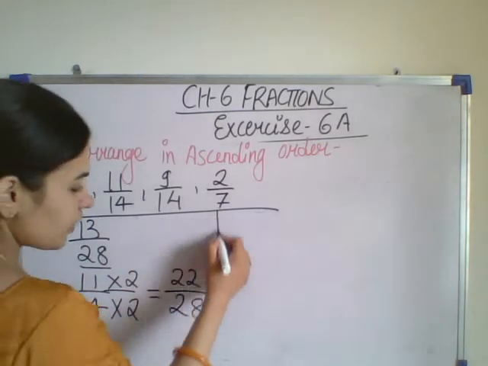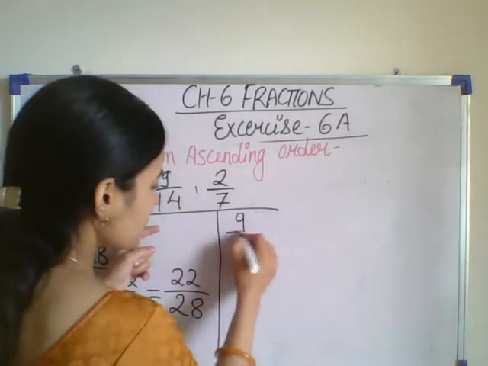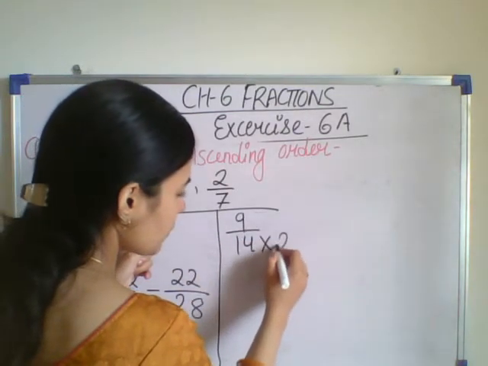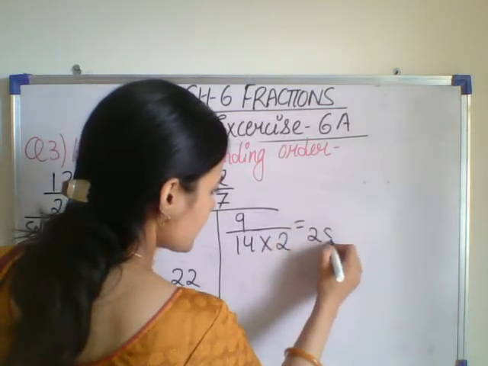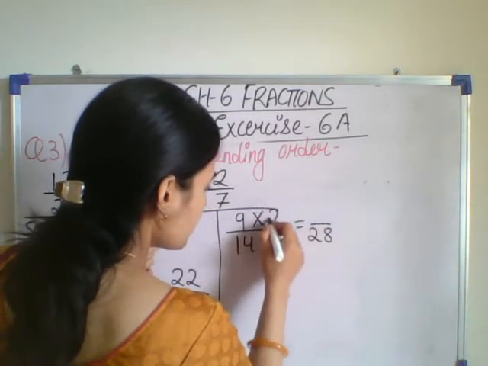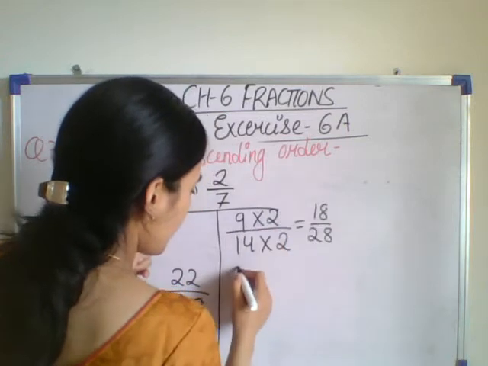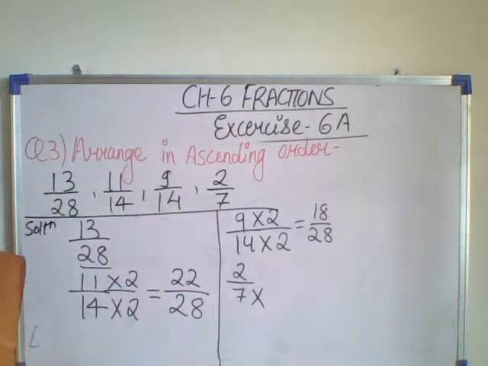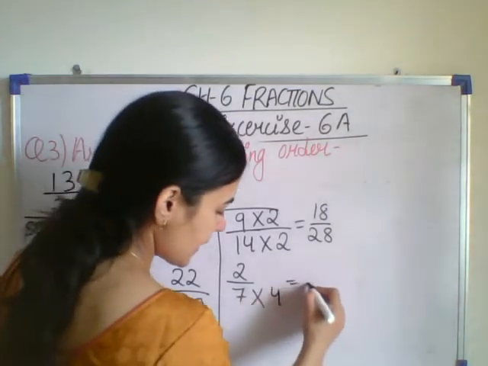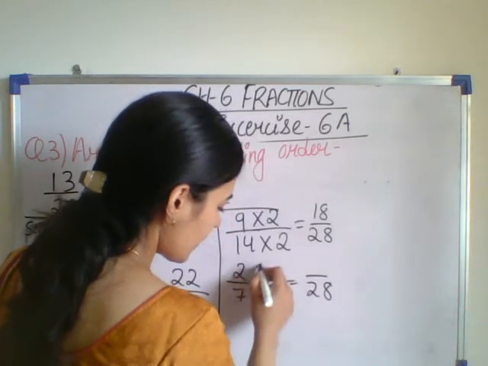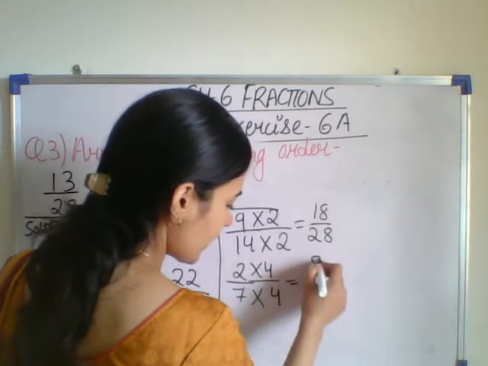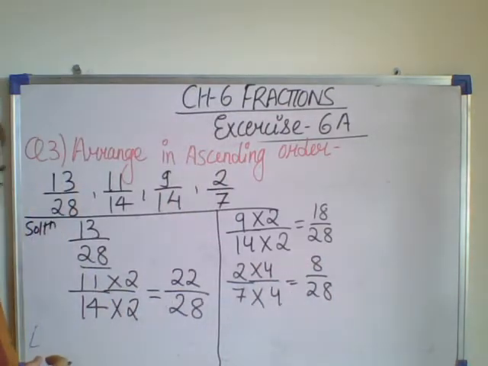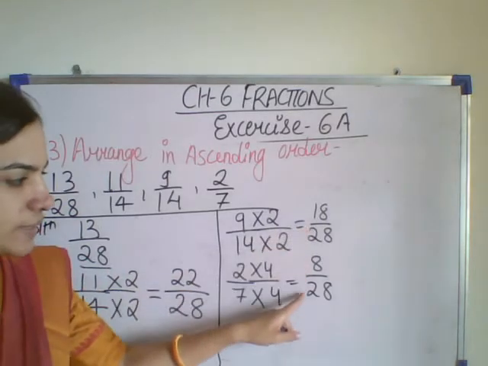Next we will be converting 9 by 14 into equivalent fraction. So 14 2s are 28 and 9 2s are 18. Again we will be converting 2 by 7 into equivalent fraction. So 7 multiplied by 4 is 28. So here also I will be multiplying it with the 4. 2 4s are 8. Now here you can see the denominator in the 4 fractions is 28.